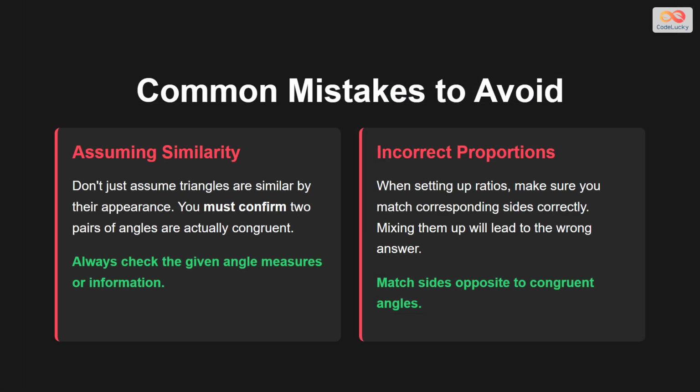There are a couple of common pitfalls to watch out for. First, never assume triangles are similar just because they look alike. You must always confirm that two angles are congruent. Second, be very careful to match corresponding sides correctly when you set up your proportions. An easy way to do this is to match the sides that are opposite the congruent angles.